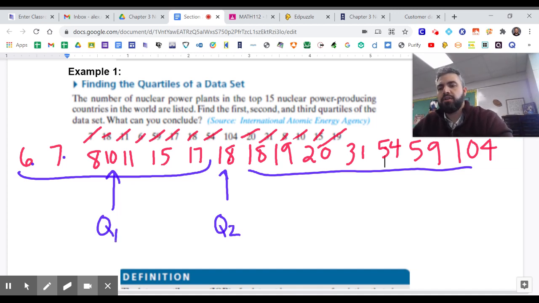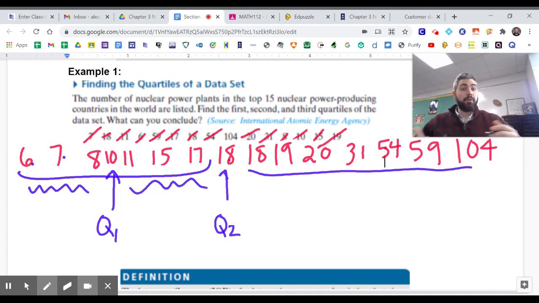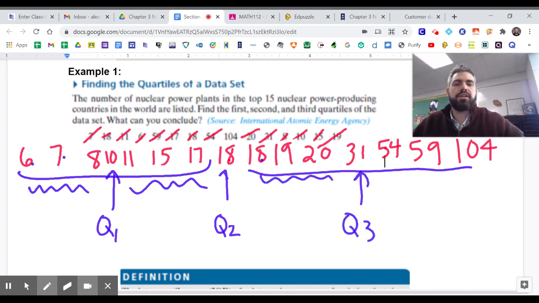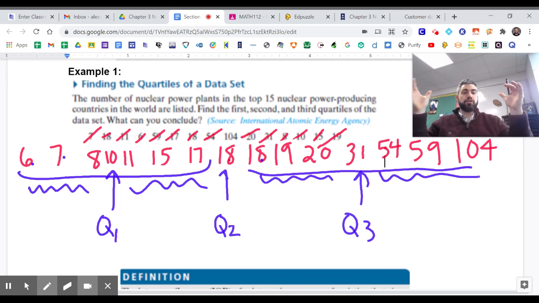So now I have this first section right here, first, second. Now I'm going to break up the other half. So again, the 4th number in. 1, 2, 3, 4. 31 is Q3. And so now I have a 3rd section and a 4th section. So now we know for sure it's quartiles. It's broken up into 4 different parts.